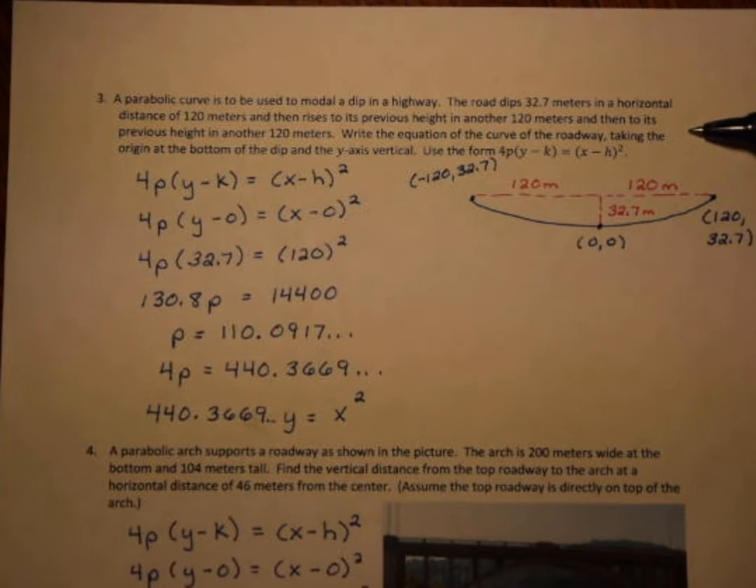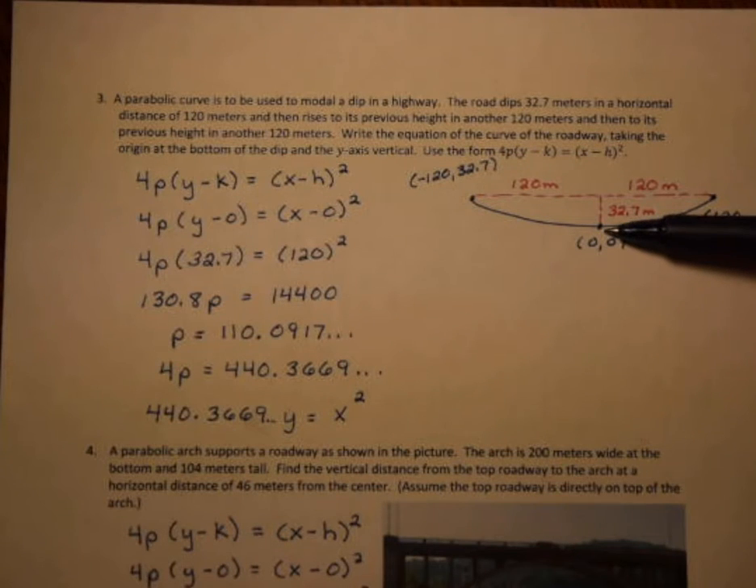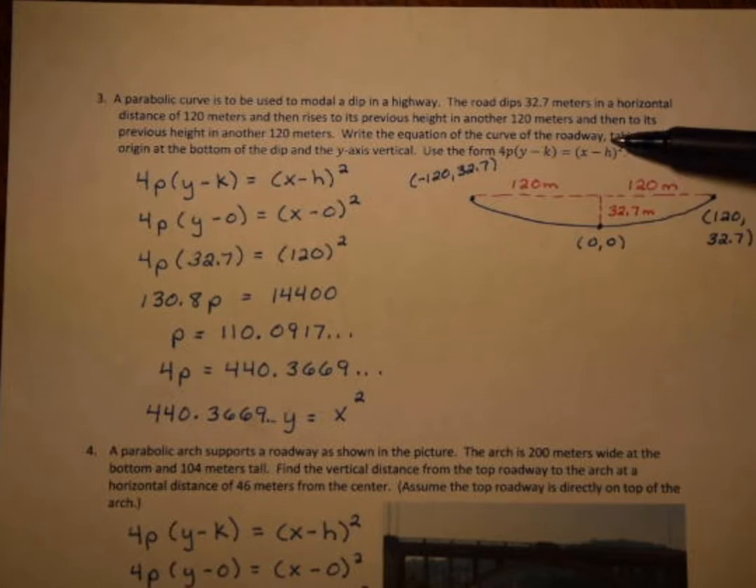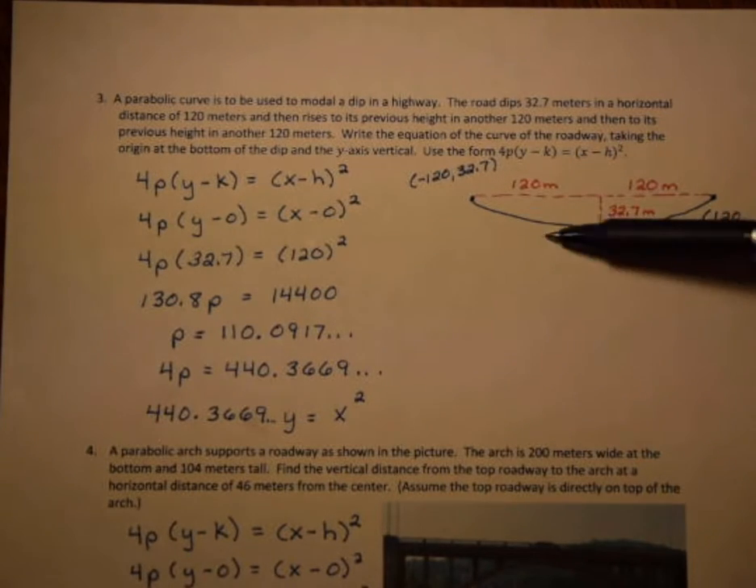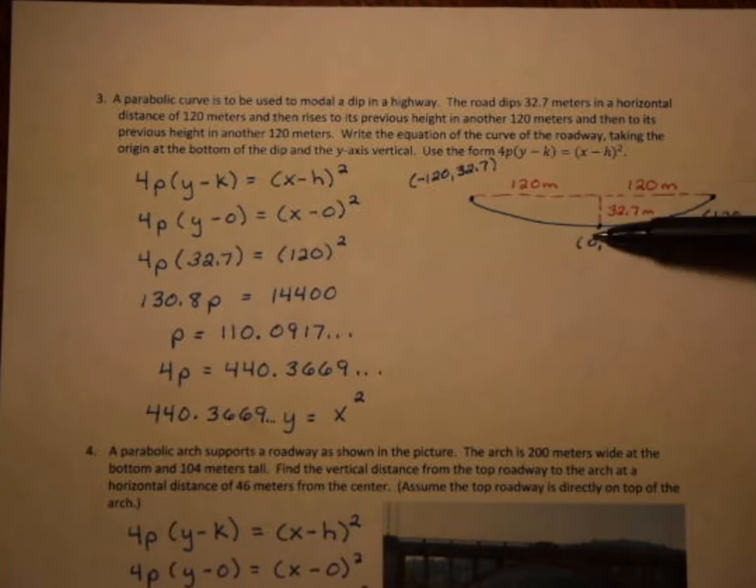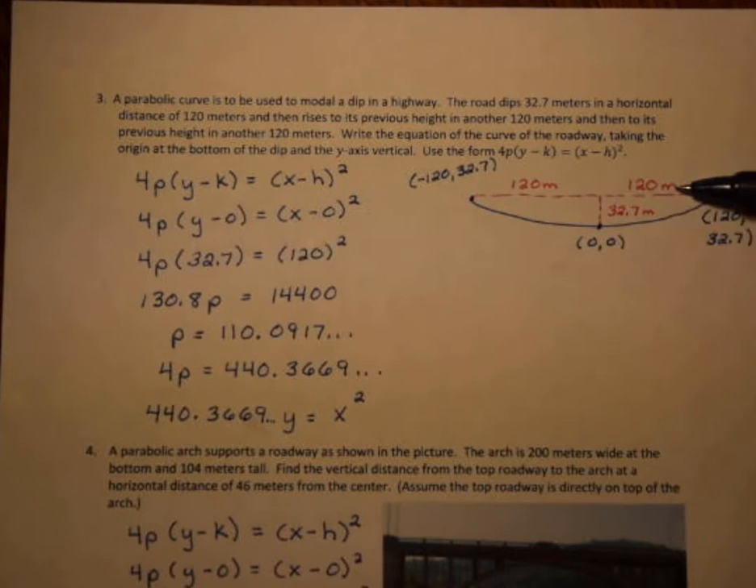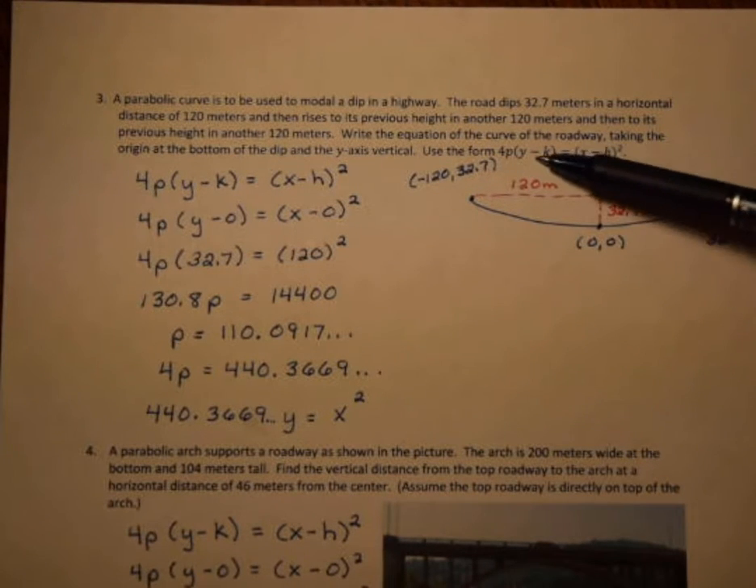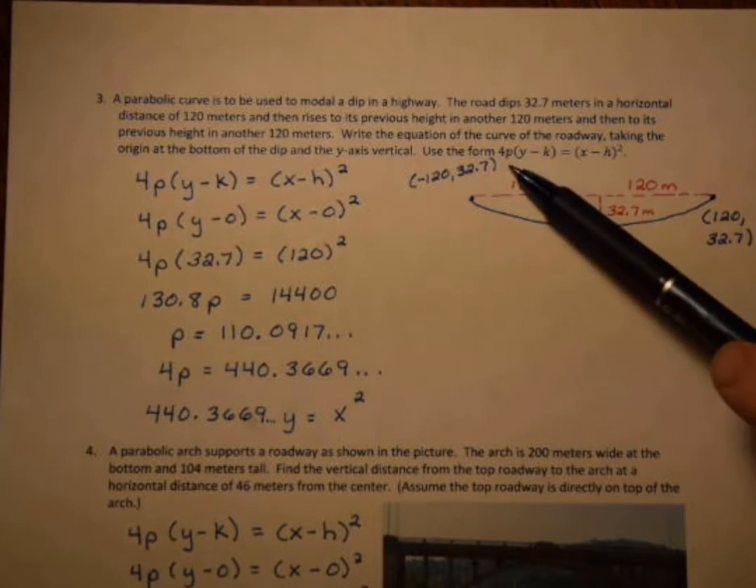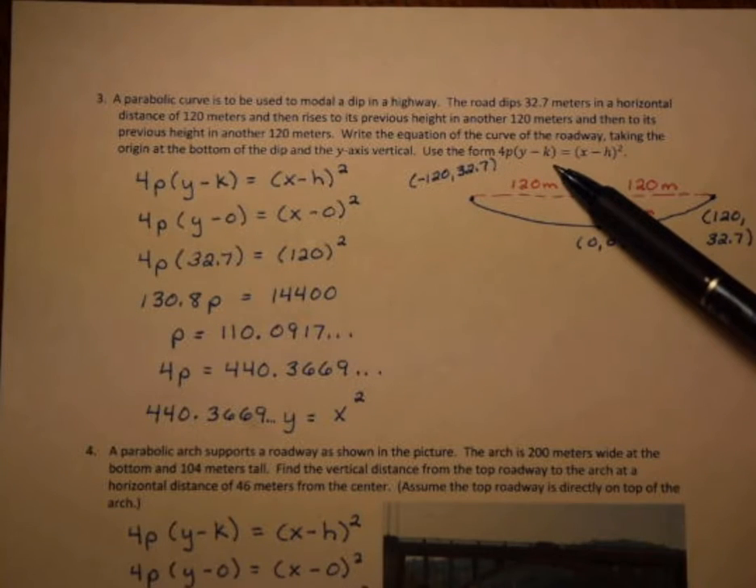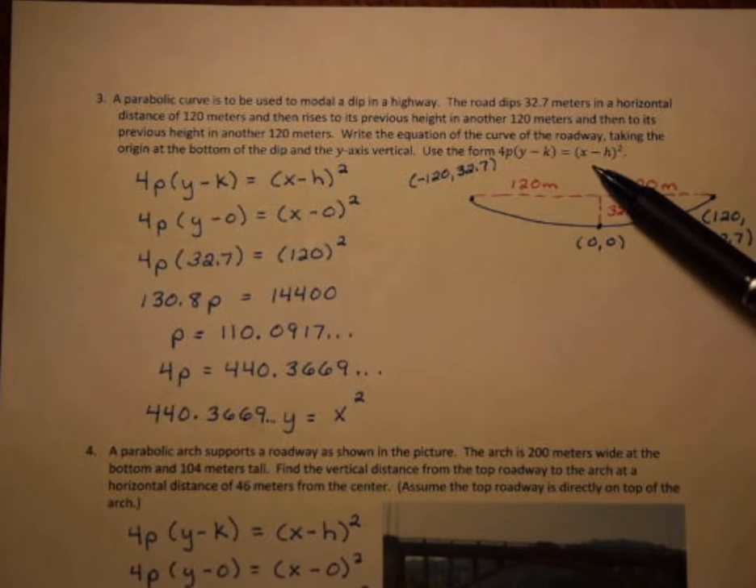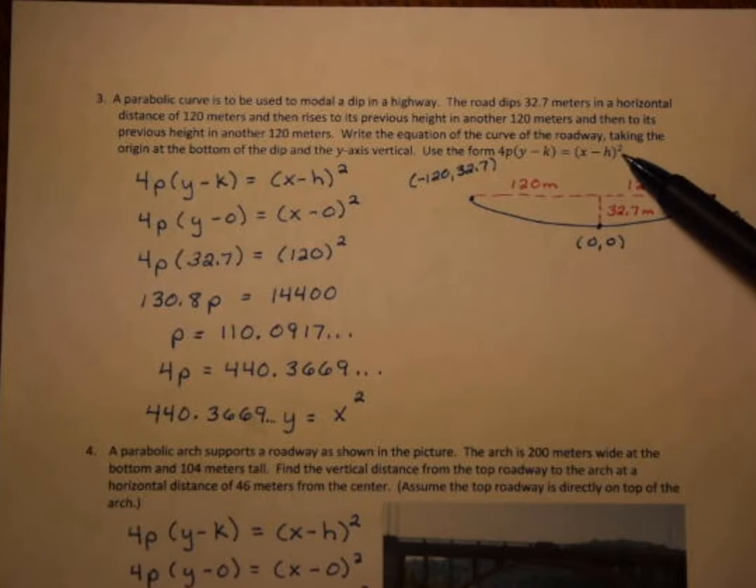So let's see, it says write the equation of the curve on the roadway taking the origin at the bottom of the dip. So right down here would be 0, 0, and the y-axis vertical. And so our x-axis would be here. Well, this is a function, and so it's going to follow the form 4p times (y minus k) is equal to (x minus h) quantity squared.